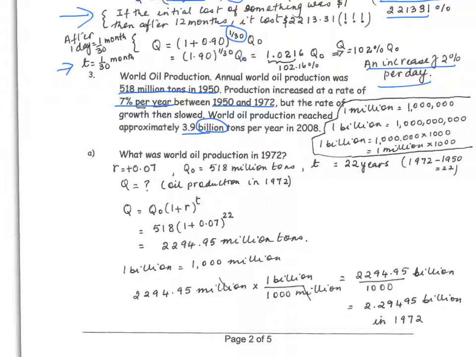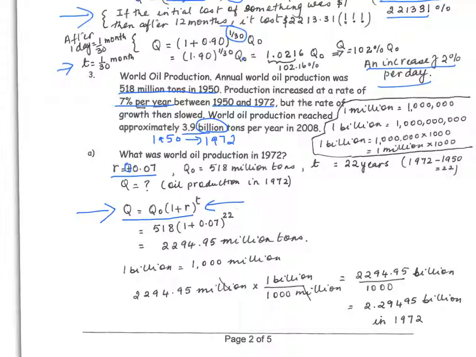So we're looking at a time period from 1950 to 1972. As time increases, the world oil production increases at the rate of 7% per year. The minute the increase is by a percent, you know it's an exponential function, and you would need to apply Q equals Q naught times 1 plus R to the T. You'd have to apply the exponential function. So the rate of increase is positive 0.07. It's an increase, so it's positive.